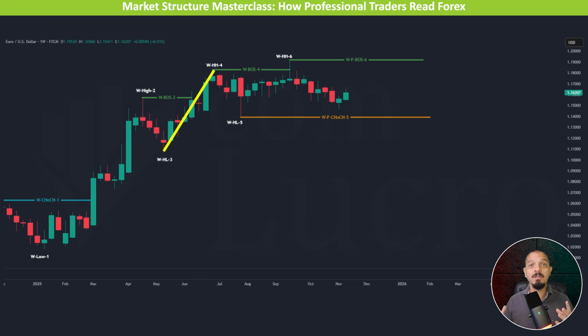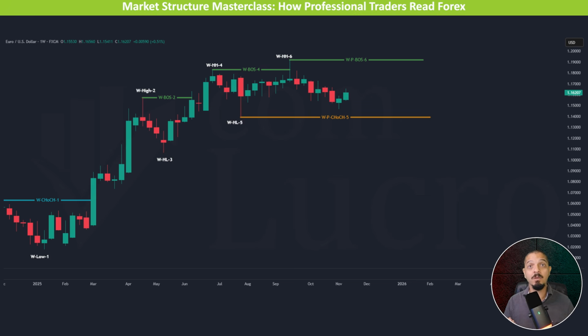During this expansion, price breaks the previous swing high at Weekly High 2, confirming Weekly Break of Structure 2 and finishing with Weekly Higher High 4. This break of structure is significant because it confirms the continuation of the bullish trend. It also validates the higher low created during the previous correction, showing that buyers are maintaining control of the market.